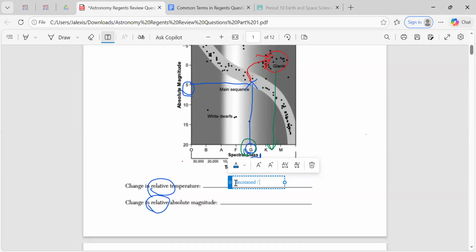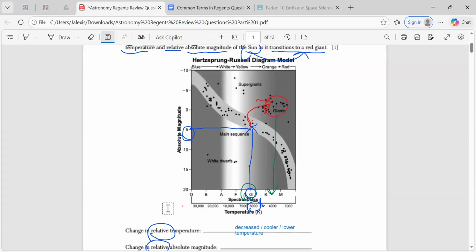Or if you were to say cooler, or if you were to say lower temperature, all those would have been fine. All right. Now, how did the relative absolute magnitude change? Remember, in the beginning, the sun had an absolute magnitude of 5, right? And now, as it goes to a red giant, the magnitude is going to be somewhere less than 0. So it goes from 5 to something smaller than 5.